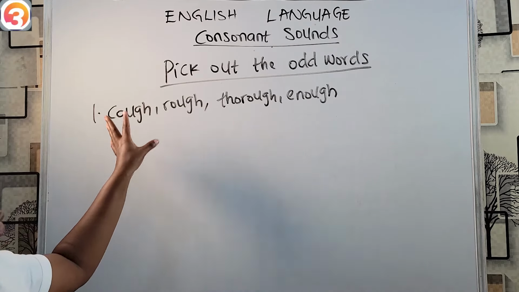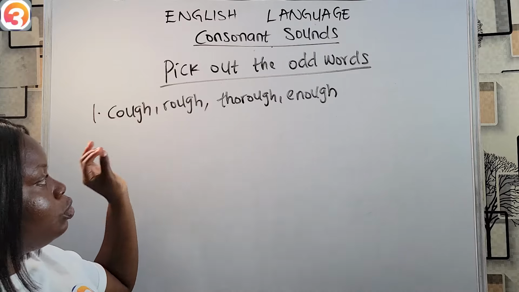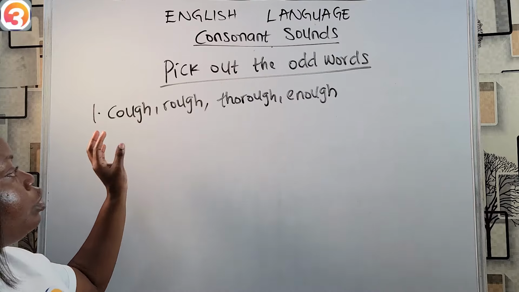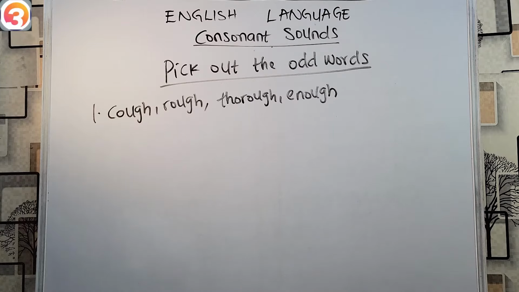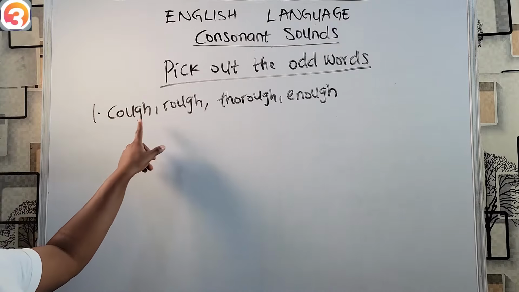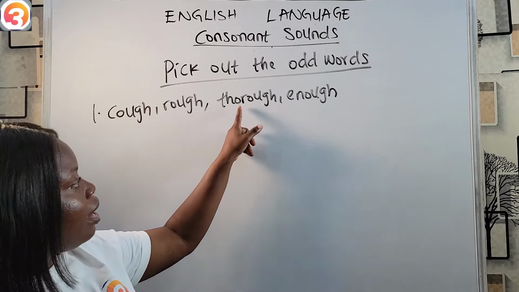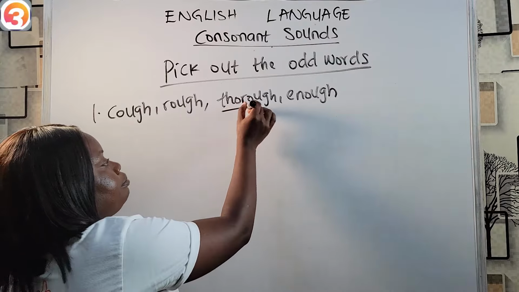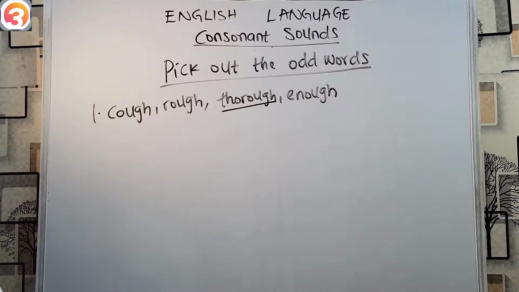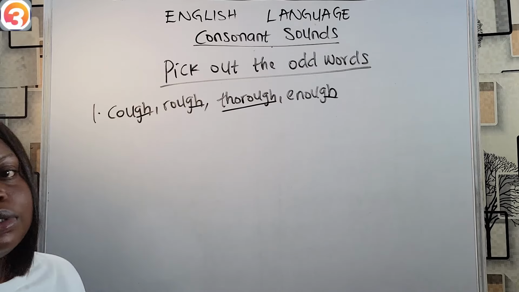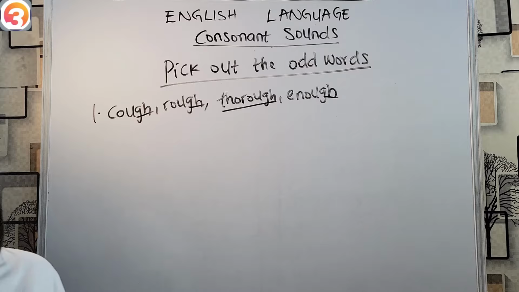It's not like the question will specify, pick out the one that doesn't contain so-and-so sound. So it is you that will now know if you're dealing with vowel sounds or consonant sounds. And it's easy to just mainly dwell on vowels. So here we have cough, rough, though, enough. Our answer becomes though because it doesn't contain the sound that is here, here, and here. The GH there doesn't contain it, so that word is odd.